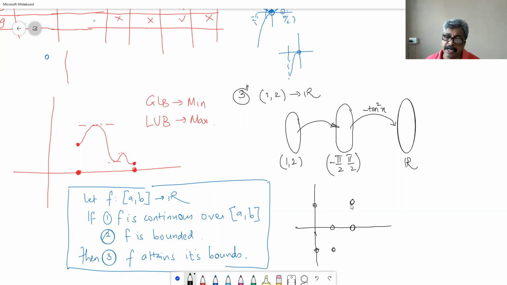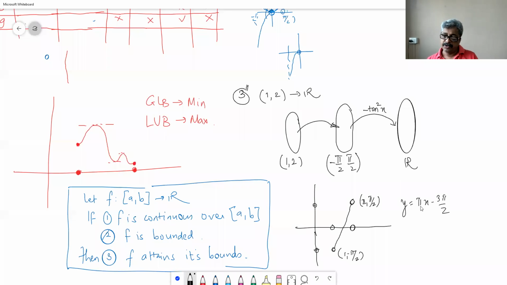And the simplest graph that you can have is a straight line. Is that right? What is this point? This point is 1 comma minus pi by 2. This point is 2 comma plus pi by 2. So the equation of this line is y is equal to pi x minus 3 pi by 2. That is the equation of this line.